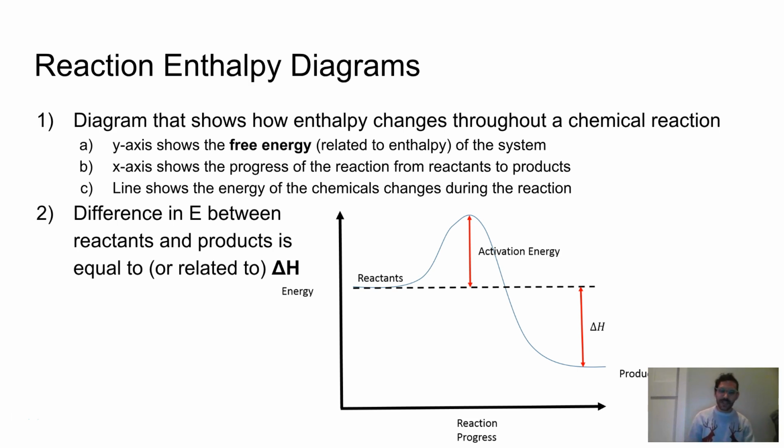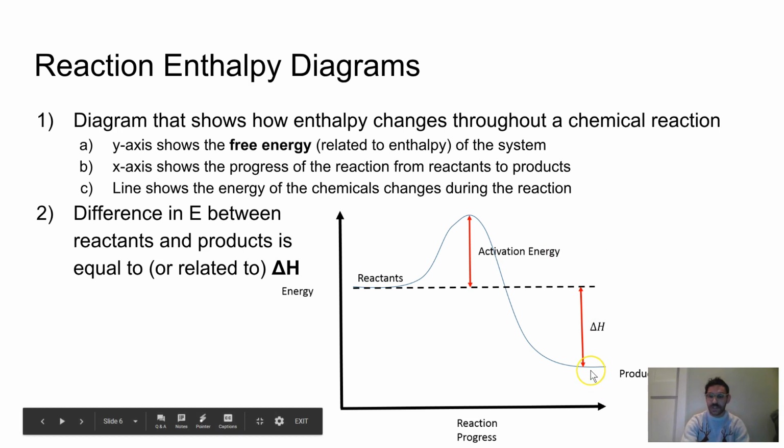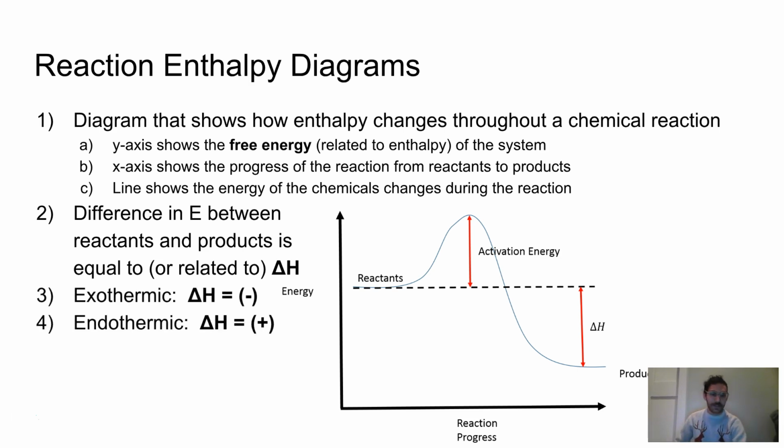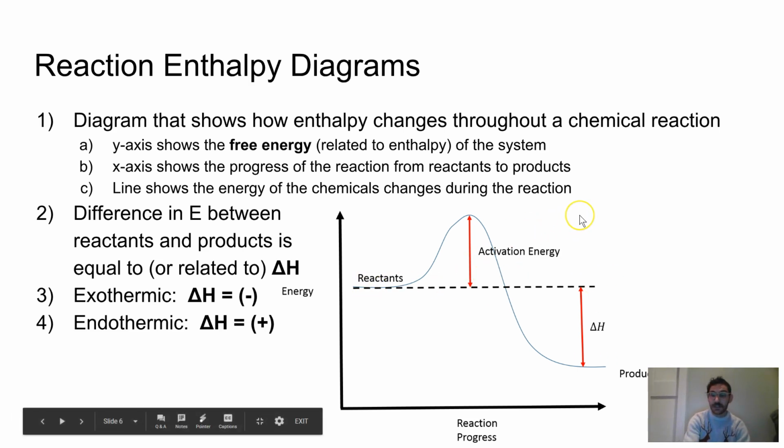But yeah, that's just what this slide says right here. The difference in energy between our reactants and our products is going to be equal to, or at least related to, the delta H for the reaction. So this guy lost energy, therefore it's going to have a negative delta H, and therefore be exothermic. And so, yeah, this is exothermic because we've got a negative delta H. But if we had a positive delta H, if our energy increased, we would have an endothermic reaction.